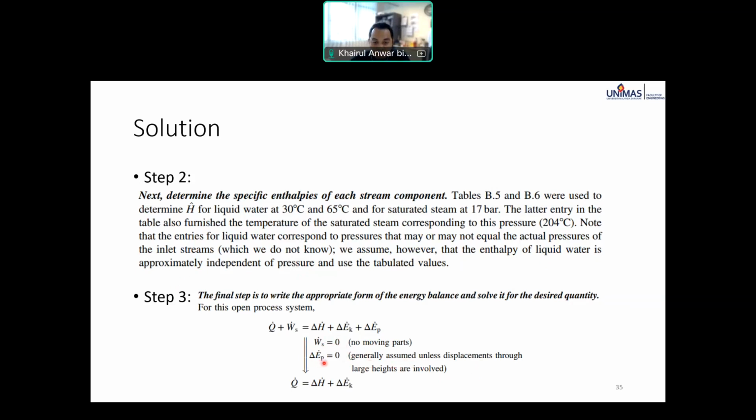Generally, for the potential energy, assume it to be 0 unless there are displacements inside the volume in the boiler. So the terms left are: heat equals enthalpy plus kinetic energy.